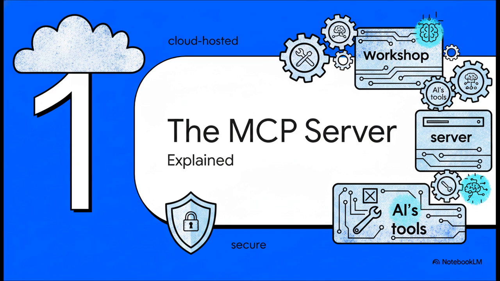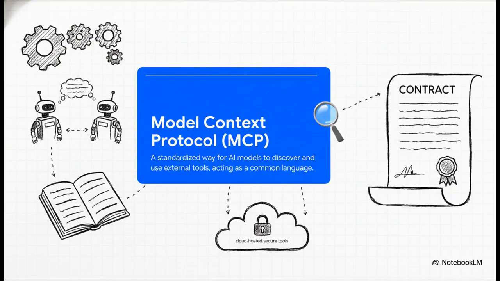Okay, so to kick off our journey, we first have to get our heads around the big idea that makes this all possible, the MCP server. You can think of this as the digital workshop where we're going to build and organize all the tools for our AI. Now, this right here is the key concept, MCP, which stands for Model Context Protocol. If our tools are the equipment in that workshop, MCP is like the universal instruction manual.